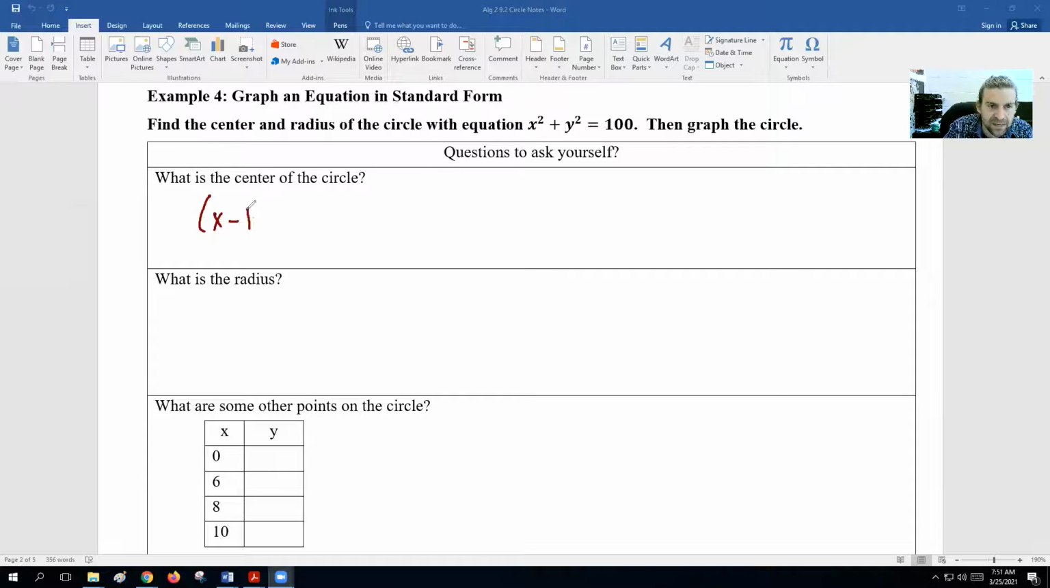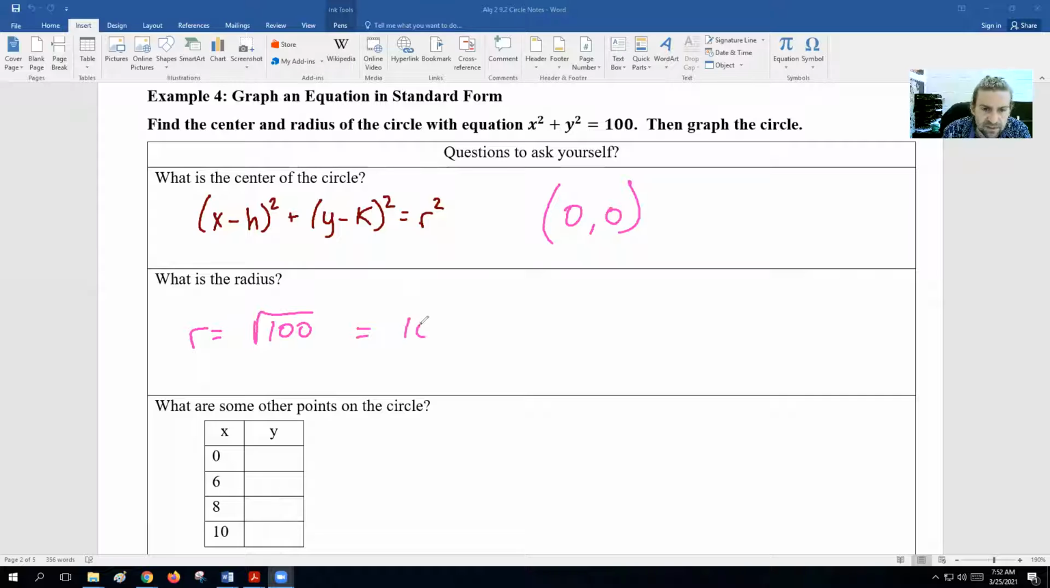Now the equation is x minus h squared plus y minus k squared equals r squared. So the center is located at what's being subtracted from the x. If you see nothing being subtracted from the x, the center must be at 0 for the x. And what's going to be subtracted from the y? Nothing there. So this would be centered at 0, 0. All right. The radius is going to be equal to the square root of the last number. So what's the square root of 100? That would be 10.